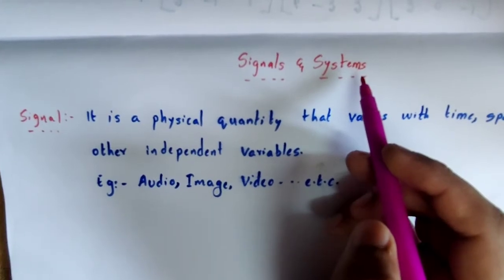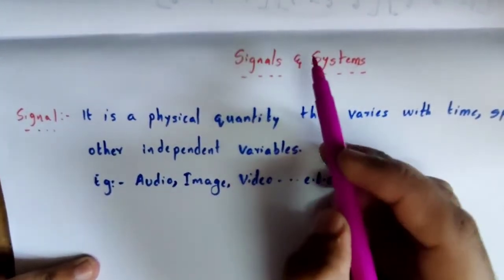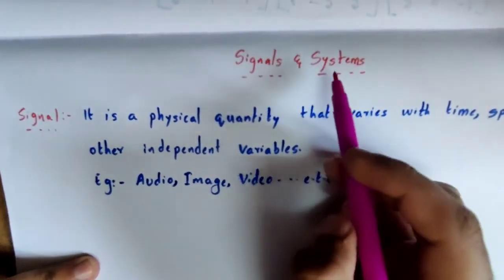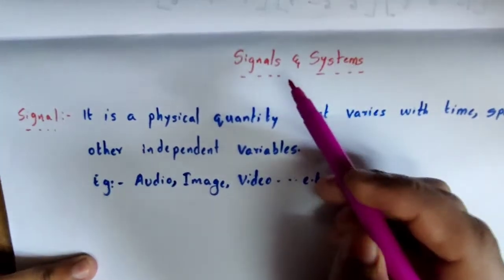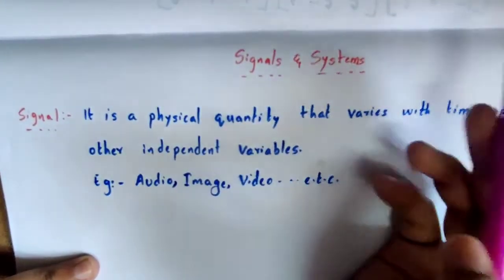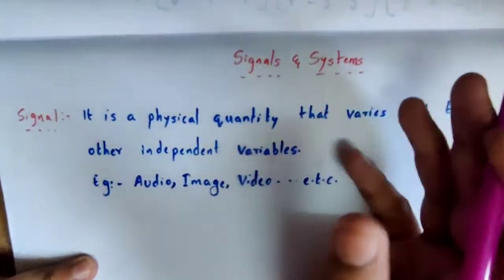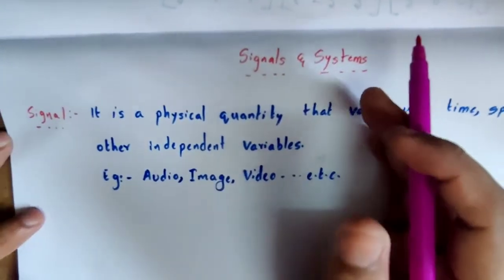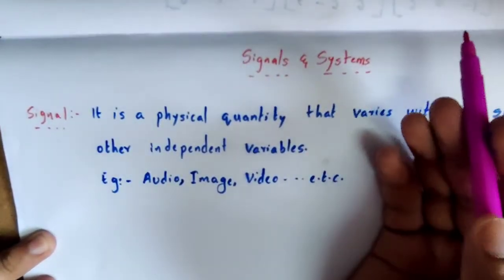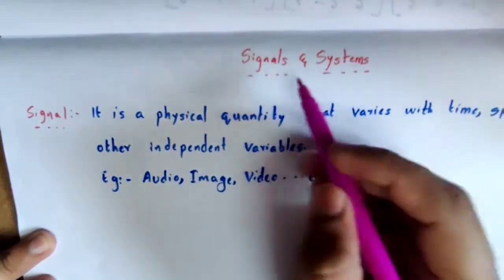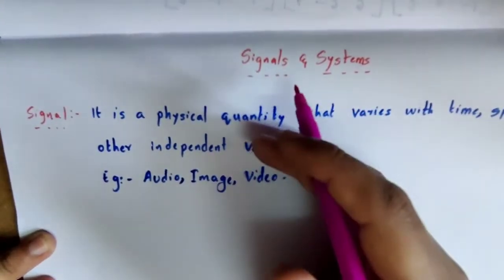Coming to this subject, it is a very important subject for both EEE and EC people. This subject is considered as a base. If you don't know this subject, you can't master other subjects. That is why signals and systems is a very important subject. It is like a base. Without a base you can't build a building, right? Like that, without signals and systems you will not understand many other subjects which you are going to face in the upcoming semesters. So that is why you should pay much attention towards learning this subject.